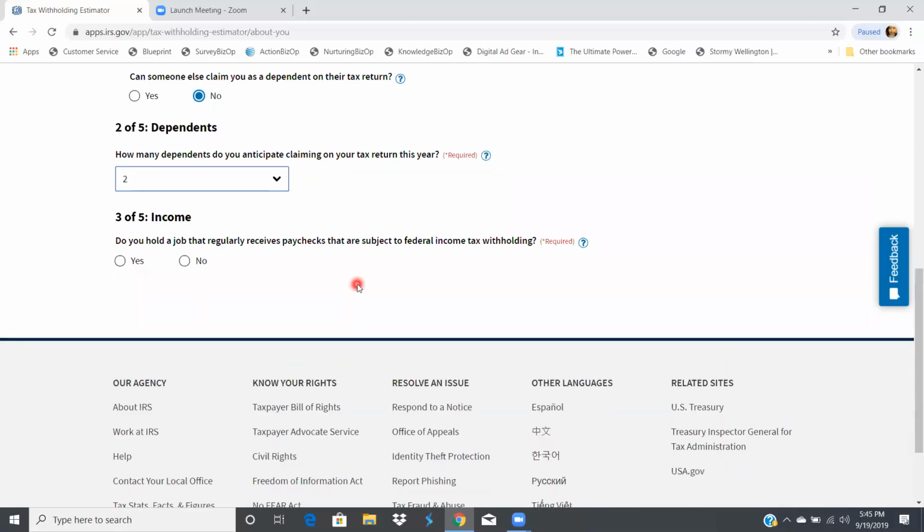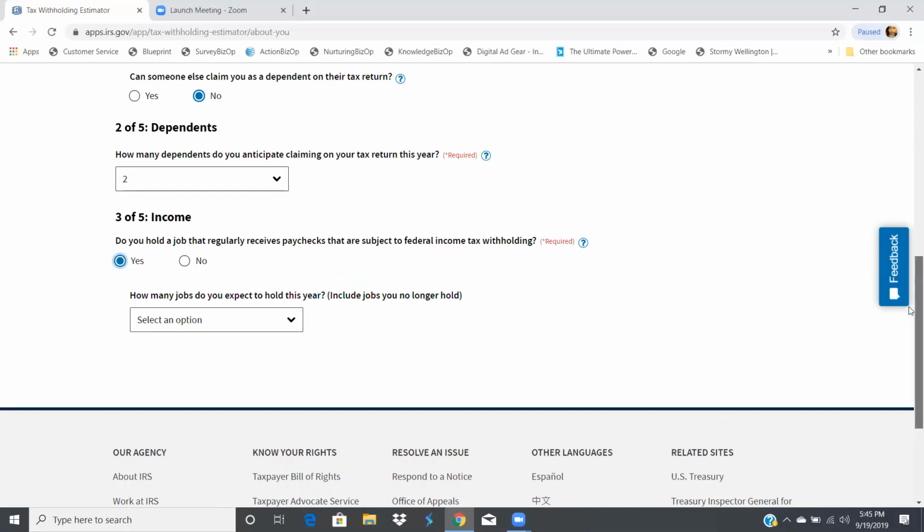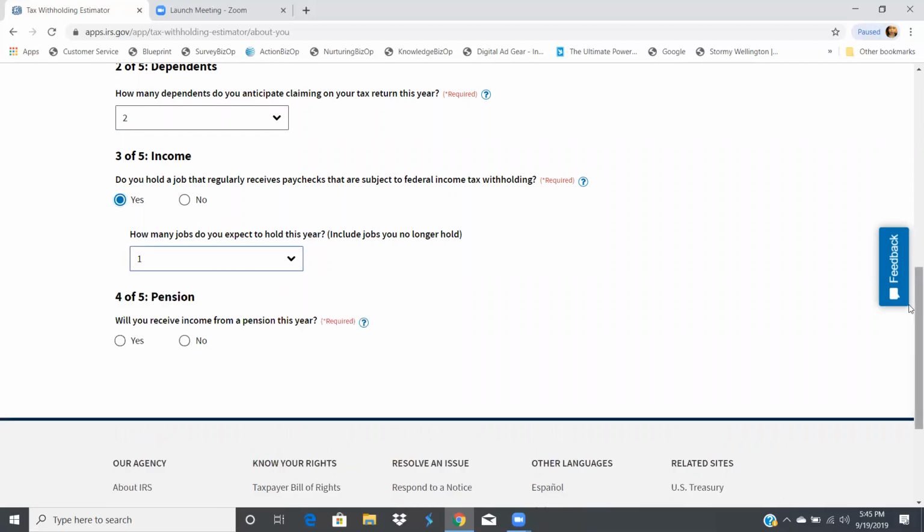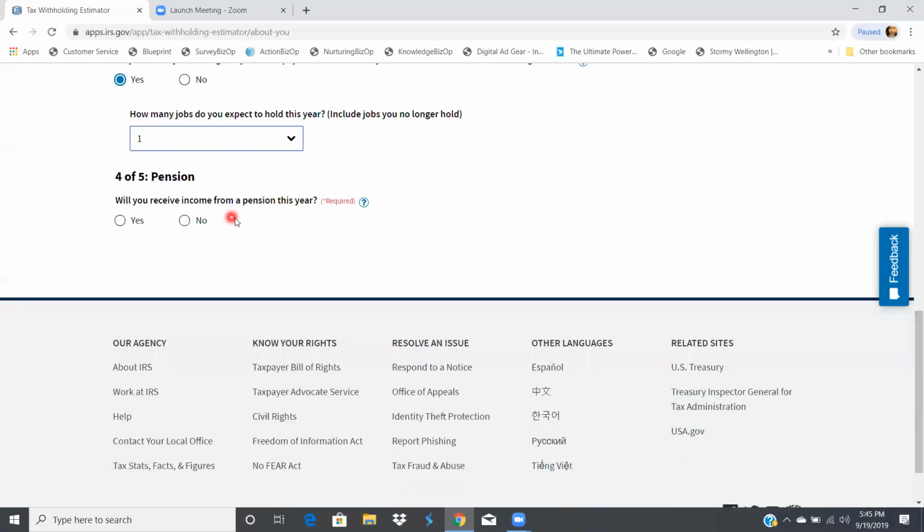The third question asks me, do I have a job and am I paid regularly? And in that paycheck, do they take out federal income tax? Yes. They also ask me, how many jobs do I expect to hold this year? In this case, I have one job. They also ask me, will you receive income from a pension this year? Why? Because pension income is considered ordinary income. So that is an important question to be able to answer. In this case, no.